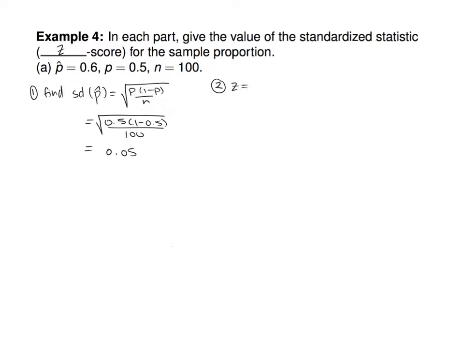And next, our Z-score is P hat minus P over the standard deviation of P hat. So our P hat is 0.6 minus 0.5 all over 0.05, which is 2. And what this tells us is that if we take samples of size n equals 100, and the true population value of this proportion is 0.5, how strange is it to have a sample proportion of 0.6? And the answer is a little bit strange. This is 2 standard deviations above the mean, which means you're definitely up there, but not in the super unusual category quite yet.